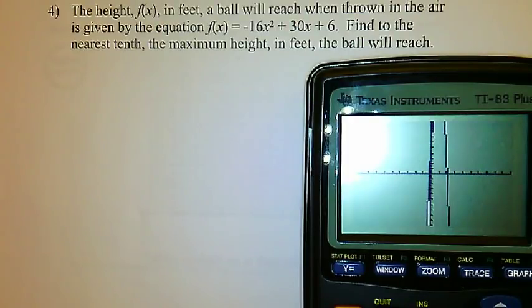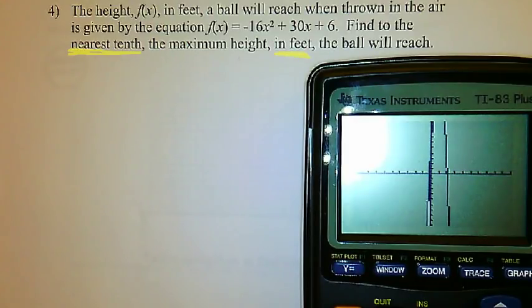All right, so for question number 4, the height f of x in feet a ball will reach when thrown in the air is given by the equation f of x equals negative 16x squared plus 30x plus 6. Find to the nearest tenth. Remember, we are looking at word problems, so please underline things like this. The nearest tenth in feet, so make sure you have feet in your answer.